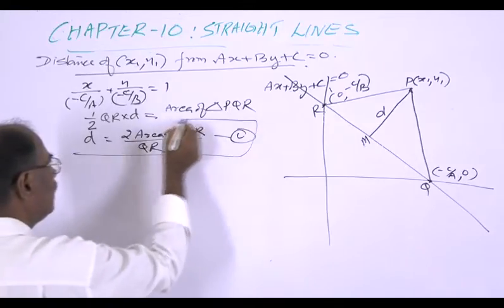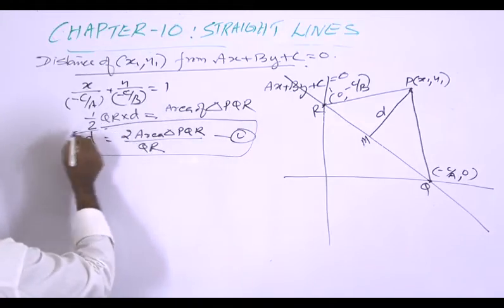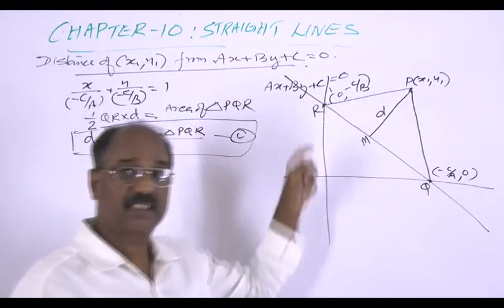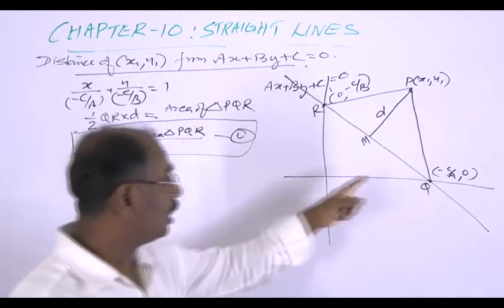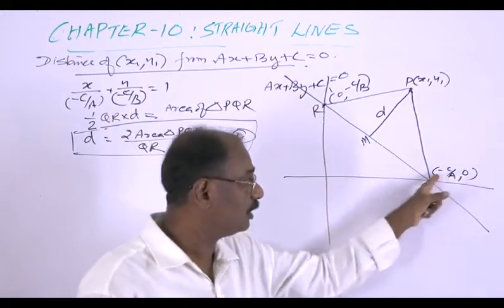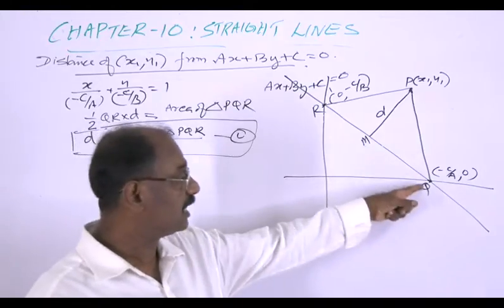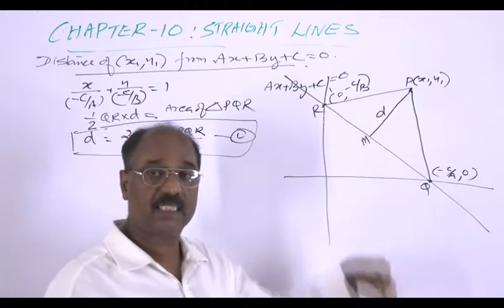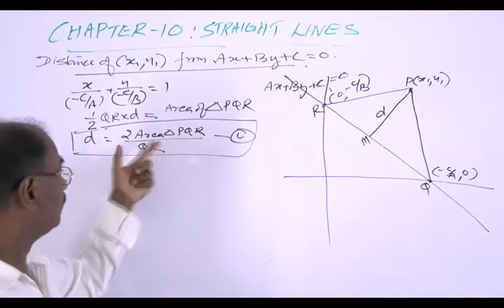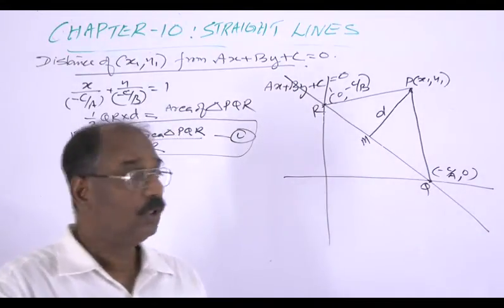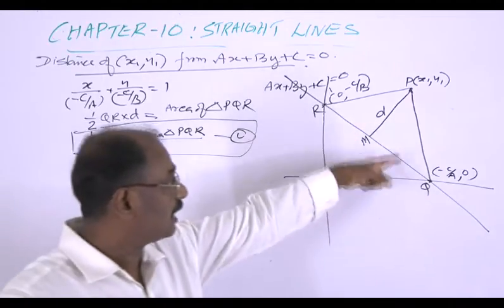So we find the area of the triangle using these three vertices. Find this QR using the distance formula. We know these two points, so applying the distance formula, we can find this distance. Substitute in this expression, we get d. That is the method. And now find the area of this triangle.